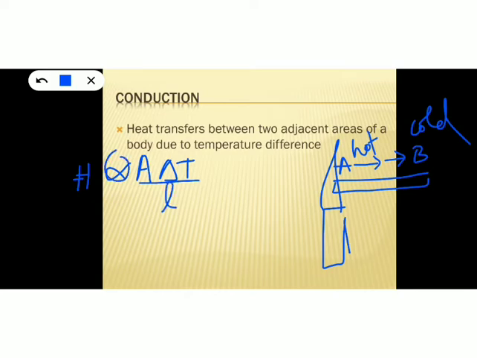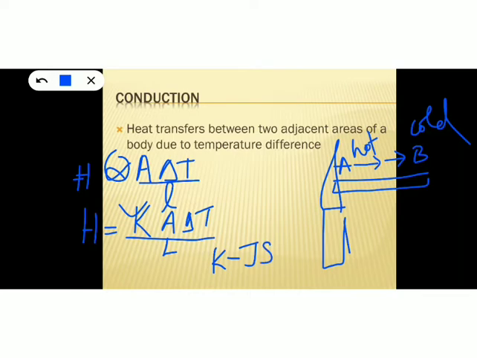And this proportionality symbol can be removed by adding a constant, and that constant is K. So H is equal to K A delta T by L, where K is called thermal conductivity. The unit of K is joule second inverse meter inverse Kelvin inverse. So this is the unit of thermal conductivity K.